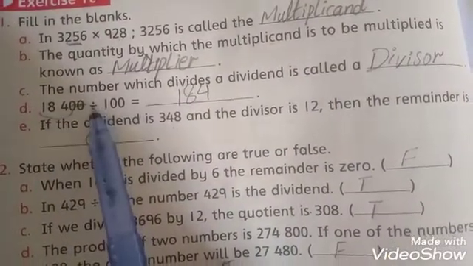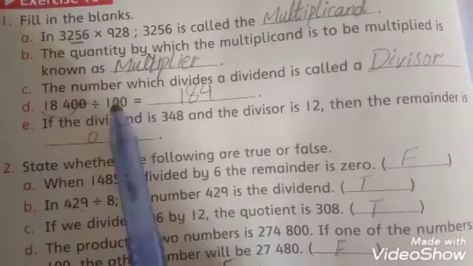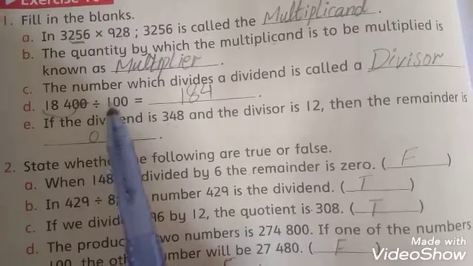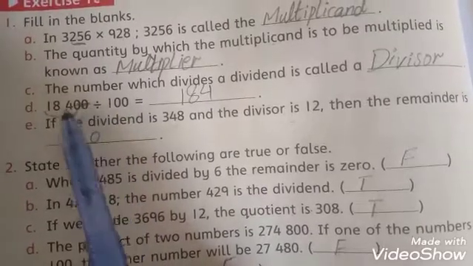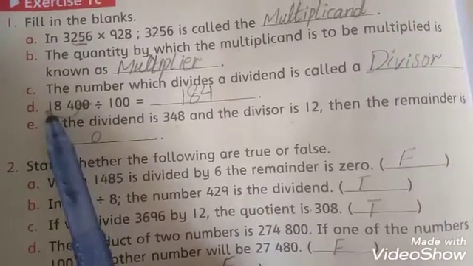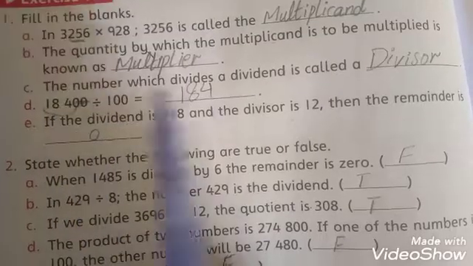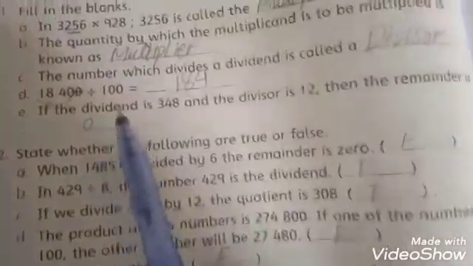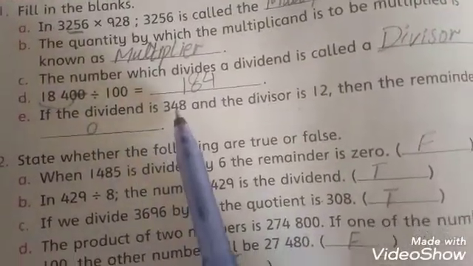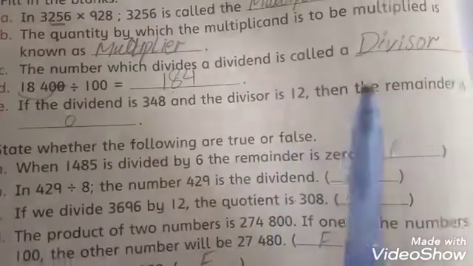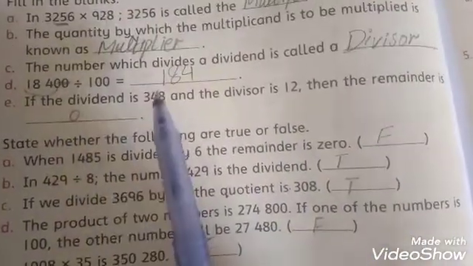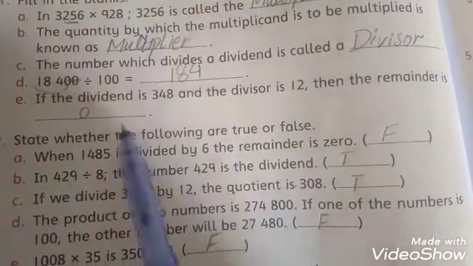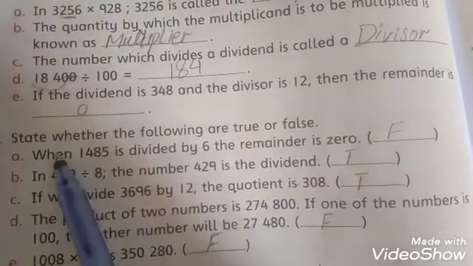This number divided by 100 is equal to dash. When we divide a number by 100, the 20 will be cancelled and the remaining digits are your answer. 184 is your answer. If the dividend is 348 and the divisor is 12, then the remainder is 0. When we divide these two numbers, we get remainder 0.